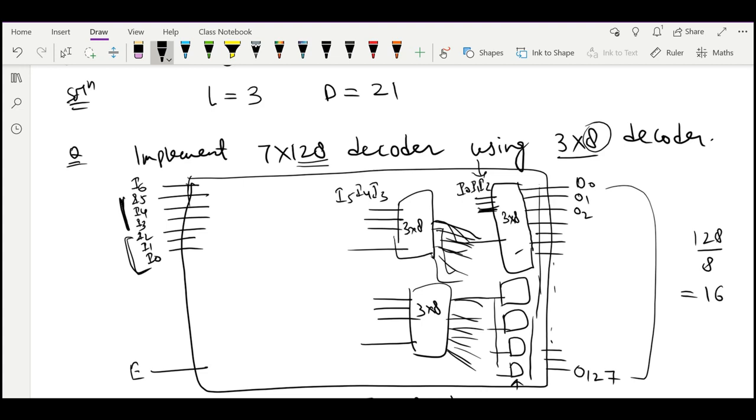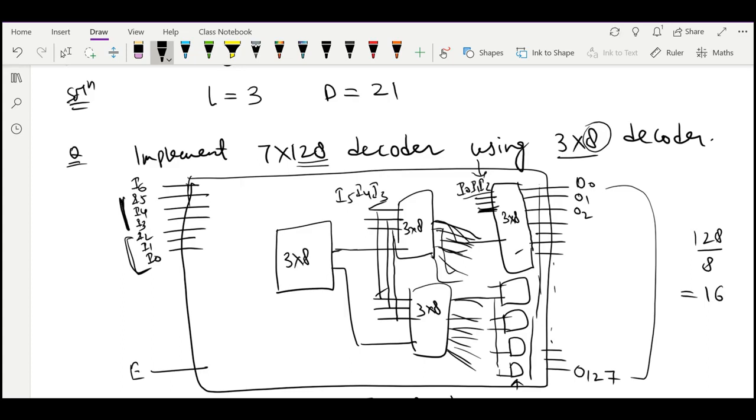Okay, so what I mean is, it will be attached like this. Whatever we are giving here is available here. So this is I0, I1, I2, here also I0, I1, I2, here also I0, I1, I2, and the same in all the decoders. Okay, now these 2 enable inputs can be attached to one more decoder, which is 3 into 8.